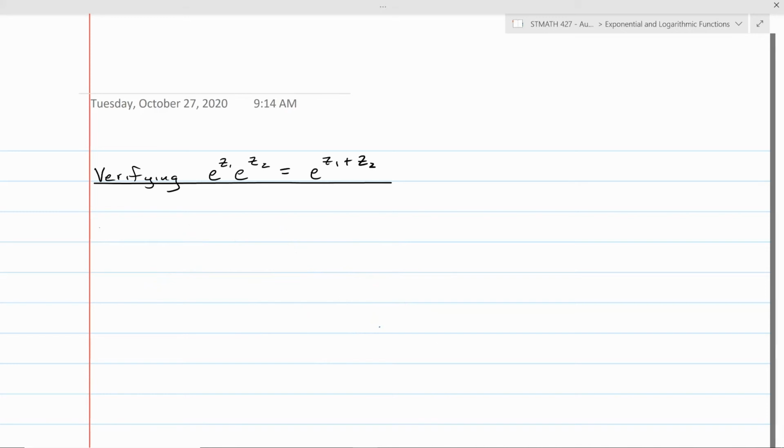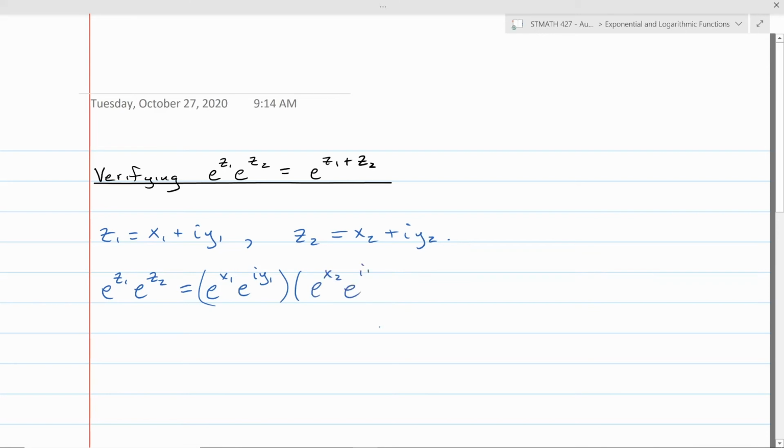Okay, to verify the sum of exponents property for the exponential function, let's set z1 equal to x1 plus iy1 and z2 equal to x2 plus iy2. Then we'll just compute the left-hand side and reduce it to the right-hand side of the expression above. So e to the z1 times e to the z2 would be, according to the definition of the exponential function, e to the x1 times e to the iy1 times e to the x2 times e to the iy2.